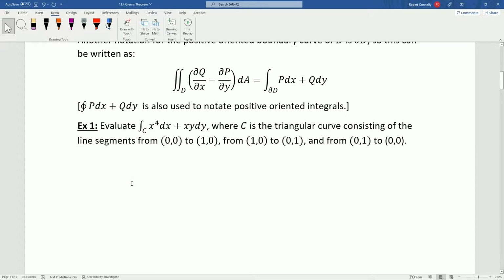Okay, so let's consider this example. Evaluate the line integral over C of x to the fourth dx plus xy dy, where C is the triangular curve consisting of the line segment from (0,0) to (1,0), from (1,0) to (0,1), and from (0,1) to (0,0). So let's just draw this curve out here. So our region D is the region inside here, and if we orient this in the positive direction, it should look like that.